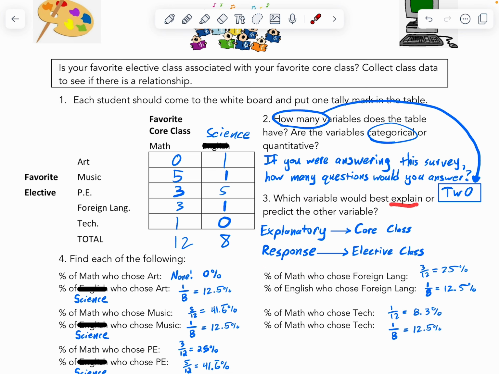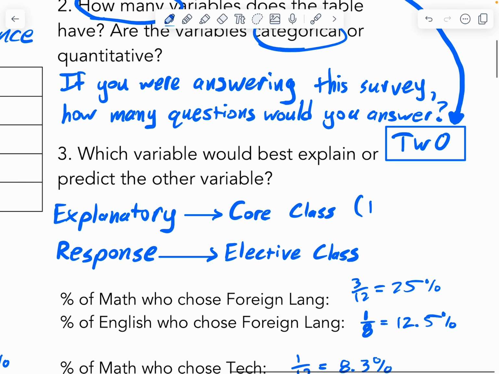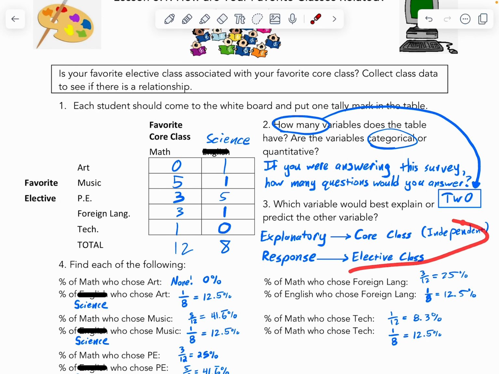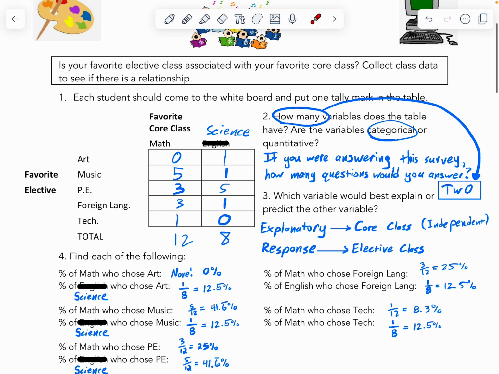Which one best explains the other one? This is maybe a little bit weaker of a connection, but we're just going to say your explanatory is your core class. Typically there are some associations or trends. For people that like math, they may be drawn to certain things, perhaps. So we're going to call that the explanatory. Think of it as the independent variable. You could think about it that way too, independent and dependent, but they're not really. This question is probably better reserved for something that is more obviously explanatory in response. We'll let that ride for now.